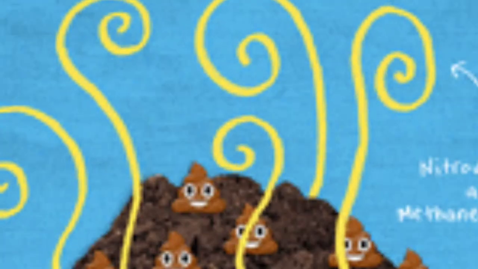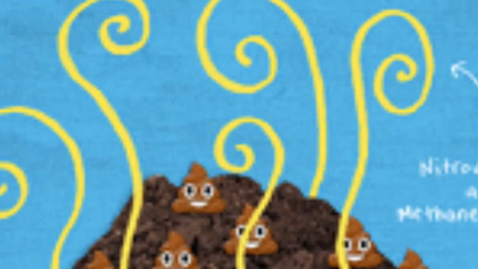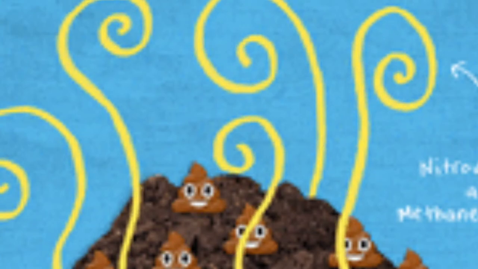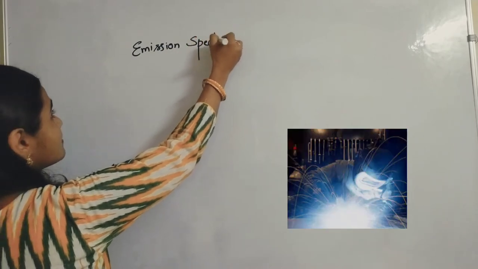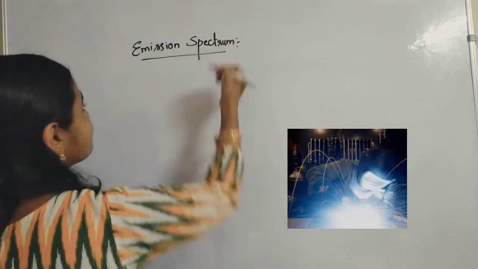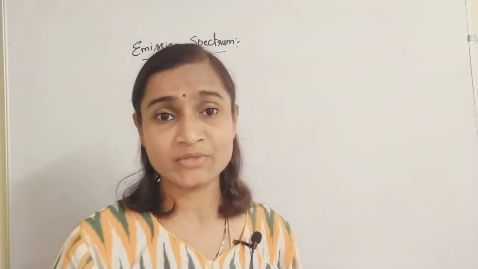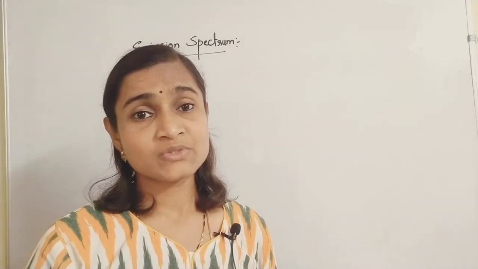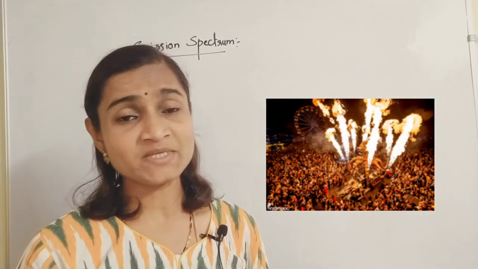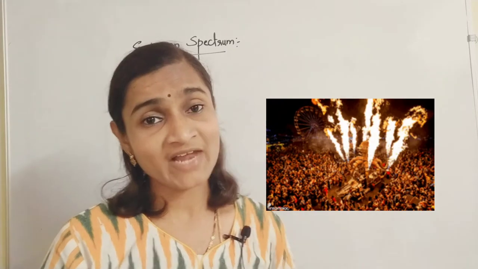In the previous video I have discussed emission and absorption spectrum. Let us recall what emission and absorption spectrum are. Emission spectrum is obtained when any source of light is heated.